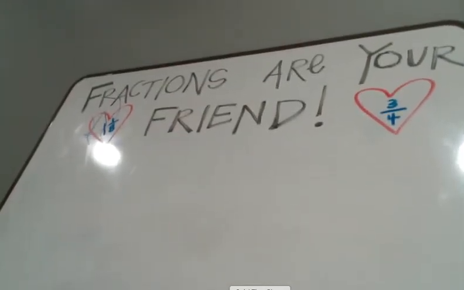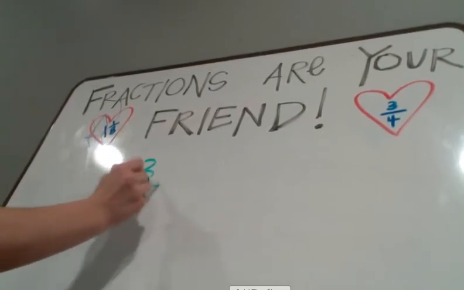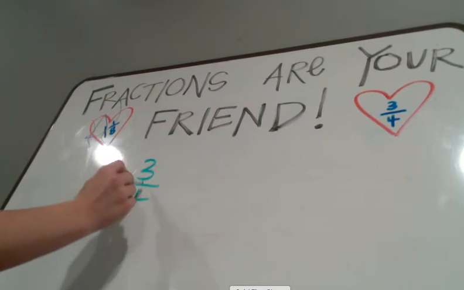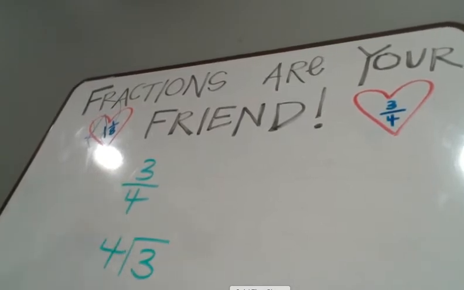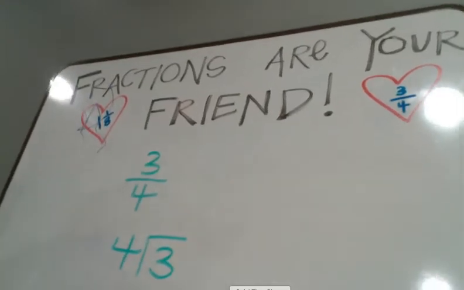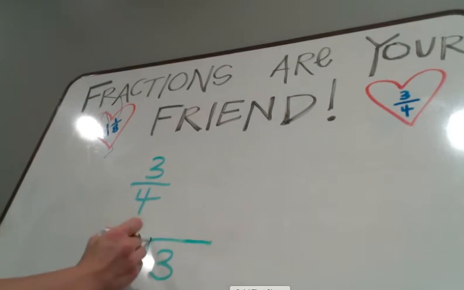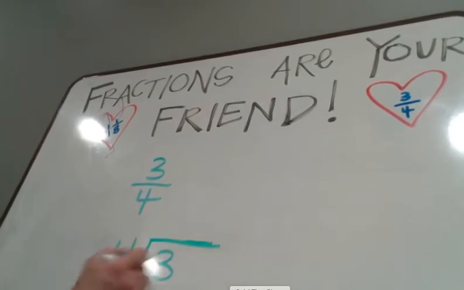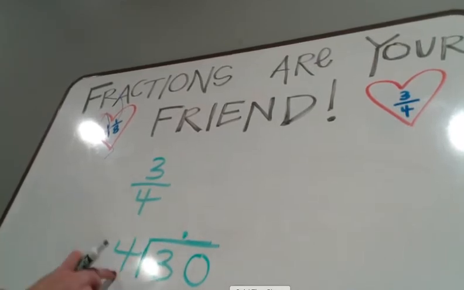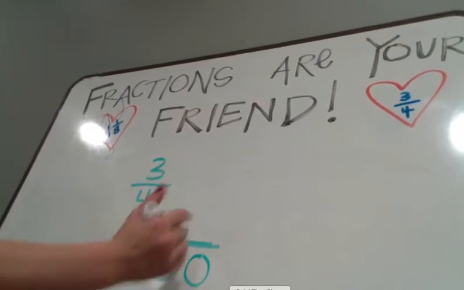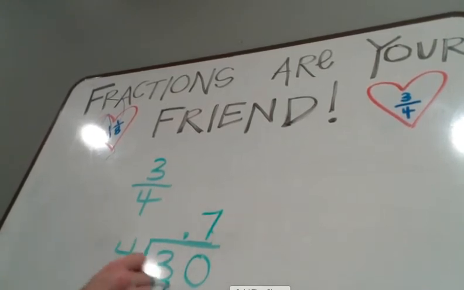using division. So 3/4, kick the dog out of the house. 3 goes on the inside, 4 goes on the outside. 4 does not go into 3. So I had a 0, I had a decimal point. 4 goes into 30, not exactly, 7 times. 7 times 4 is 28.